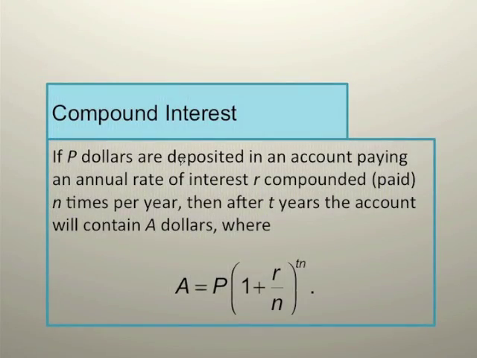So if P dollars are deposited in an account paying an annual interest rate R compounded or paid N times a year, then after T years the account would contain A dollars. So amount equals the principal times 1 plus the rate divided by the number of times it's compounded in a year, raised to the number of years times the number of times it's compounded each year.